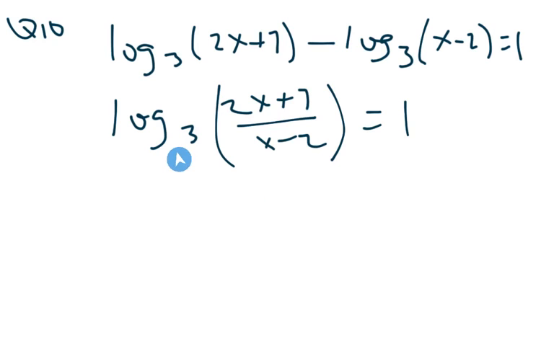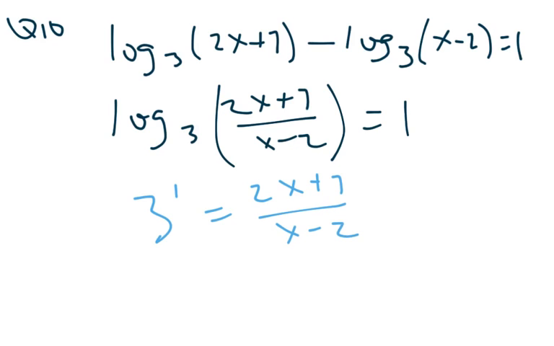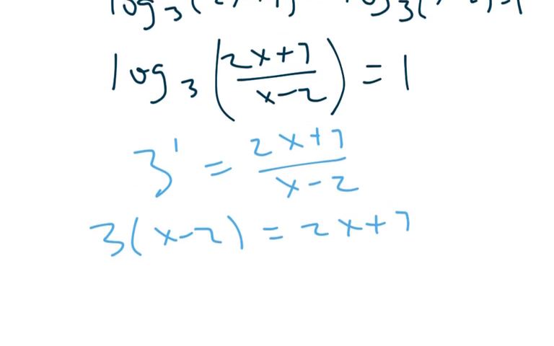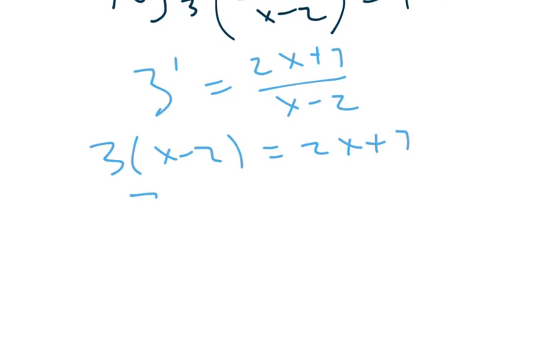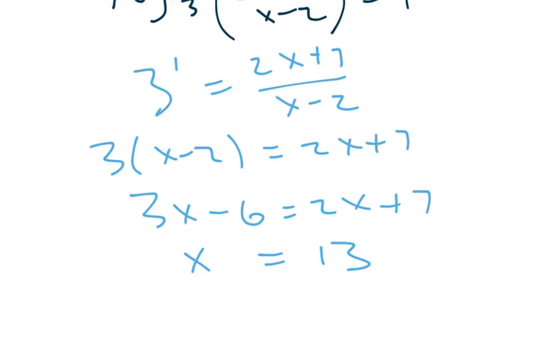So now we can say, excellent, 3 to the power of what number gives me (2x plus 7) divided by (x minus 2)? Well, the answer is 1. So 3 to the power of 1, which is 3, is equal to (2x plus 7) over (x minus 2). And that means that 3 times (x minus 2) is equal to 2x plus 7. And then I'm going to get 3x minus 6 is equal to 2x plus 7. That means x is equal to 13.